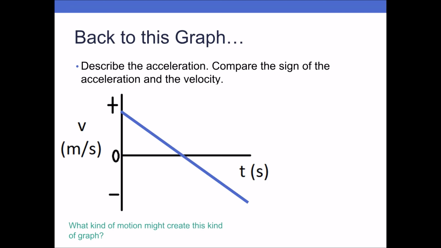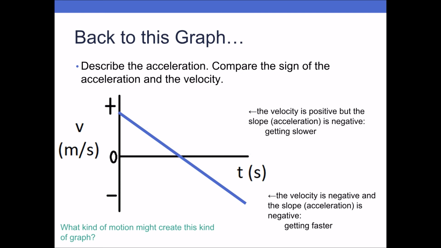Back to this graph. Let's think of an object or a situation that would match this graph. I've already mentioned it. I'll give you a couple seconds. Since it starts off in the positive direction and slows down, stops, turns around, and accelerates towards the origin, this actually matches the velocity versus time graph of an object thrown from the ground upwards. It would slow down, stop, and then accelerate back towards the ground.